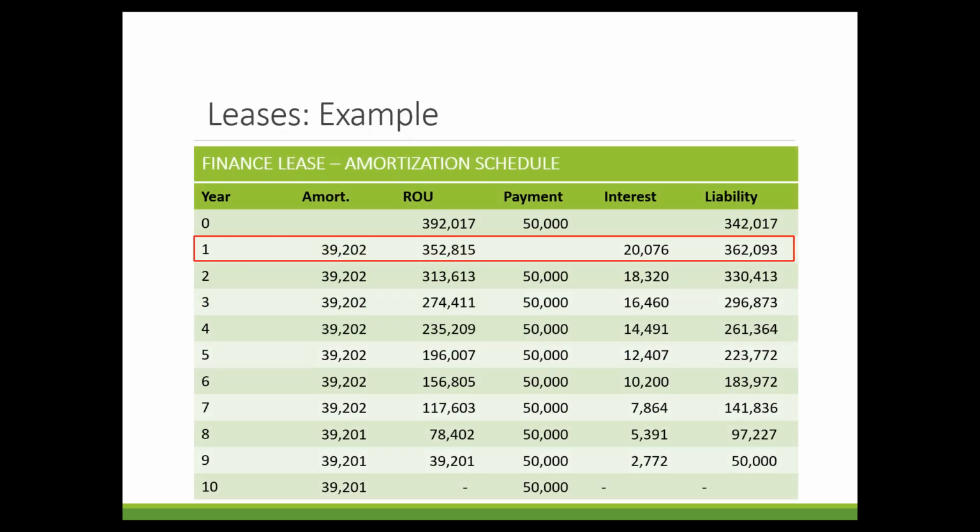So we have this wonderful amortization schedule, and a couple of things I want to point out. One, there's separate columns for the right-of-use asset and the lease liability, and that's because they're going to be going down at separate rates. The ROU asset is going to be amortized on a straight line basis, and you can see that in column 2. It's going to go down by about $39,000 every year, while the liability is going to be going down by the effective interest method.